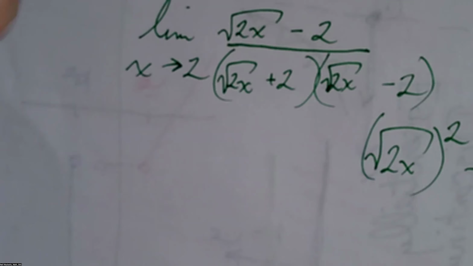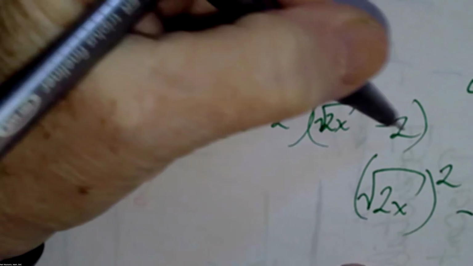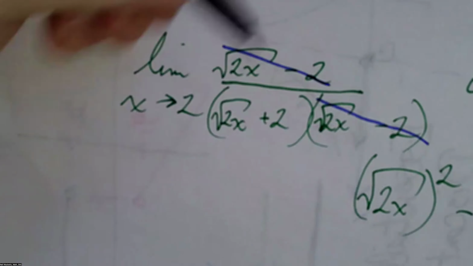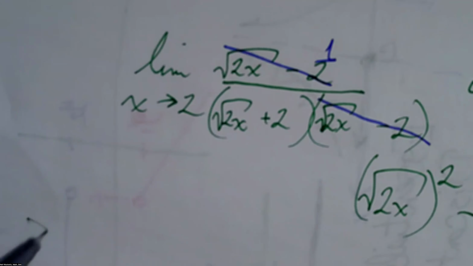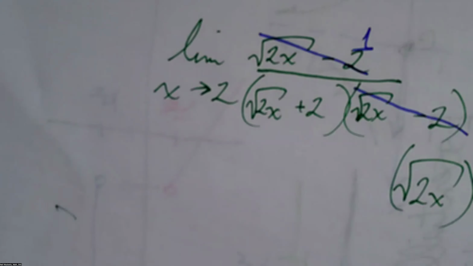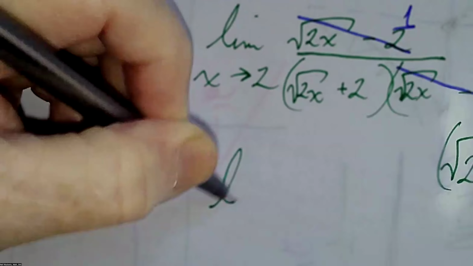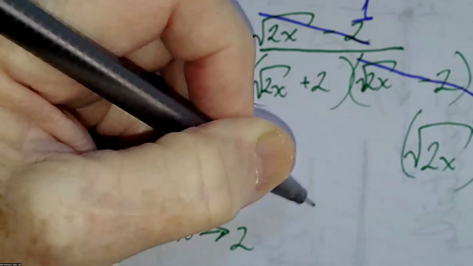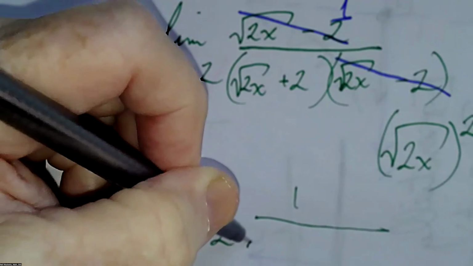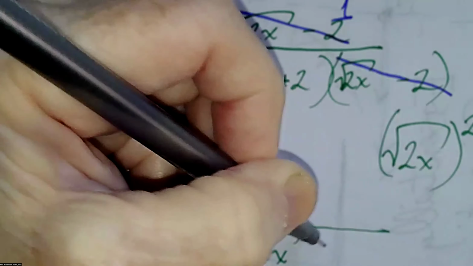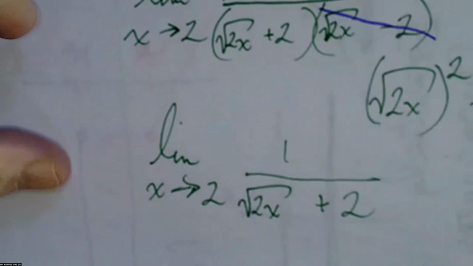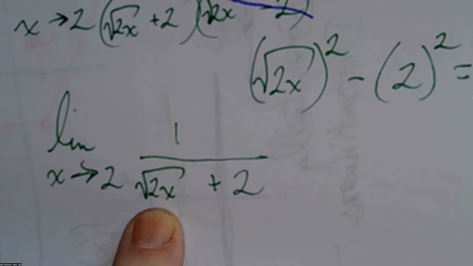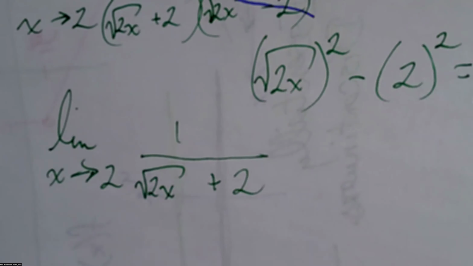Yes. What's left in the numerator? 1. Good. Very good. So now we've got the limit as x approaches 2 of 1 over the square root of 2x plus 2. And let's try again. Let's let x equal 2 and see if we still get something horrible like 0 over 0.